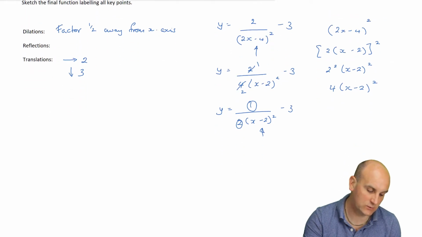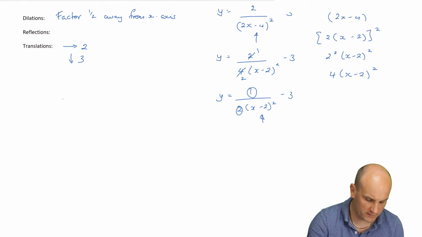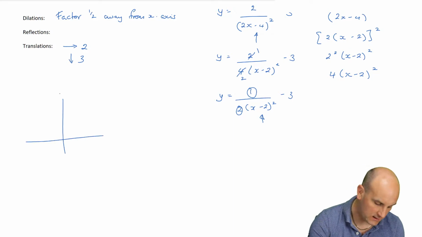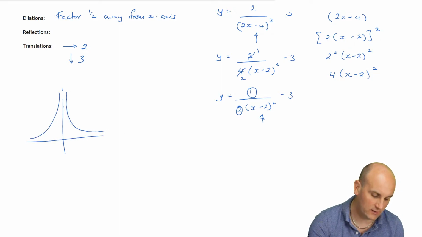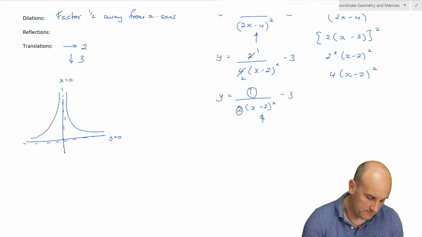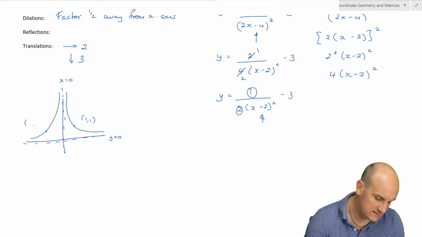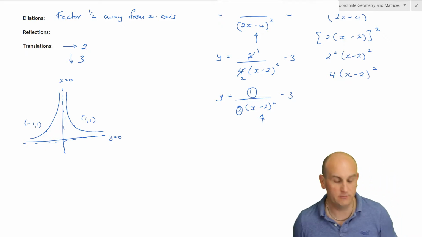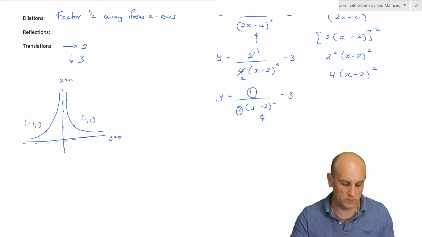We've got 1 on x squared. So what does my function 1 on x squared look like? Well, it looks like this because it's a truncus. We know we have an asymptote at x equals 0 and y equals 0. And again, we've got to write on our important points. So (1, 1), which is awesome, and (-1, 1), which are important points.